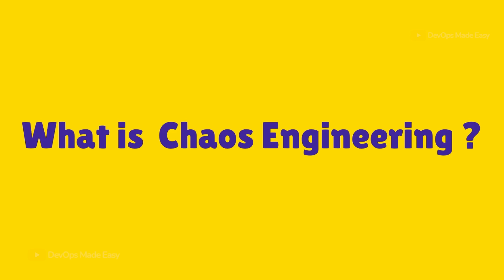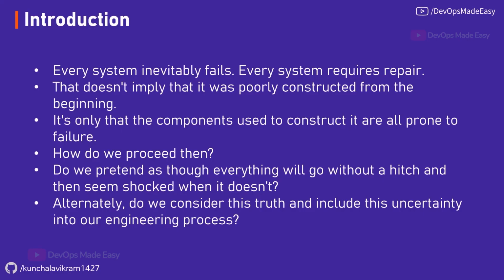So what is chaos engineering? We know that every system inevitably fails, and every system that fails requires a repair. But that doesn't imply that it was poorly constructed from the beginning. It is just that the components that make up the entire system are prone to failure. So if we know that the components are prone to failure, how do we proceed? Do we just pretend that everything will go without any problem and then seem shocked when an actual problem occurs, or do we accept this truth and include this uncertainty in our engineering process?